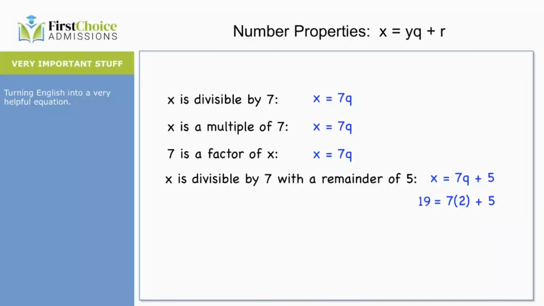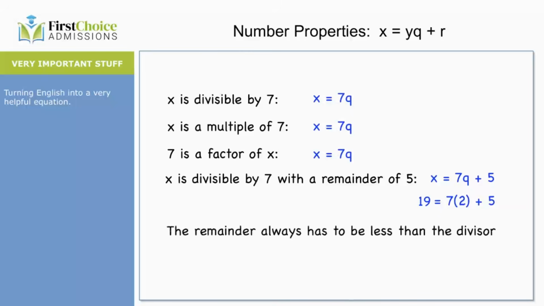All right, so you're looking at all these different ways to be able to say this, all these different ways to be able to express it in math. How do you know which one to use? Whenever they start talking about remainders, I want you to start thinking about x equals yq plus r. That will usually get you down the right road to get to the answer fast.